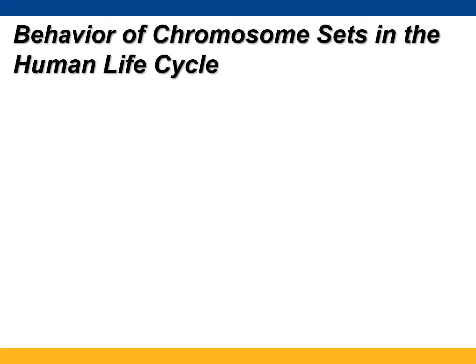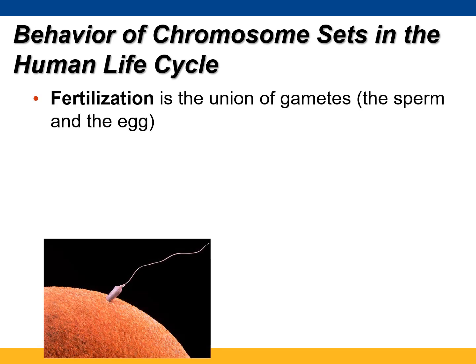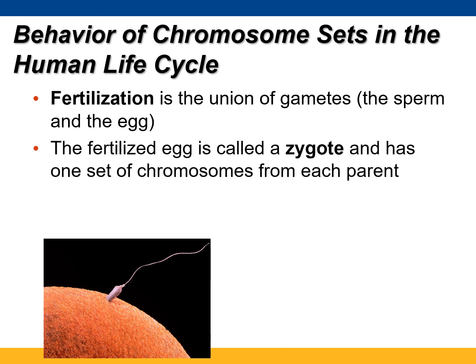So in the human life cycle, before fertilization, you have 2 cells that are haploid: the sperm cell that has 23 chromosomes and an egg cell which has 23 chromosomes. They unite and fuse, sharing the genetic material to create a diploid zygote. A zygote is a term for a fertilized egg.